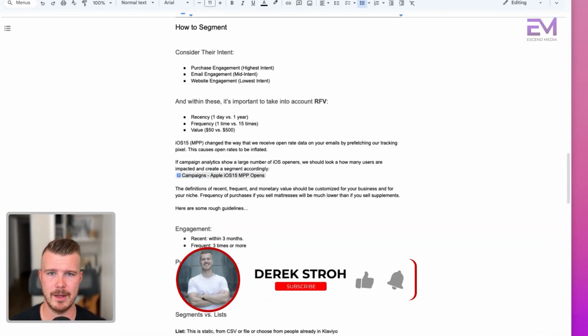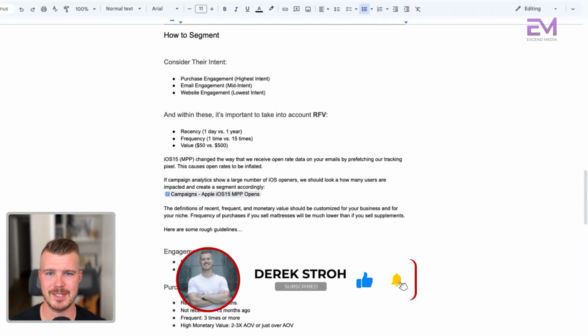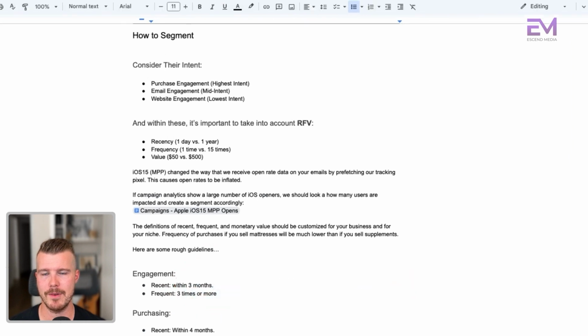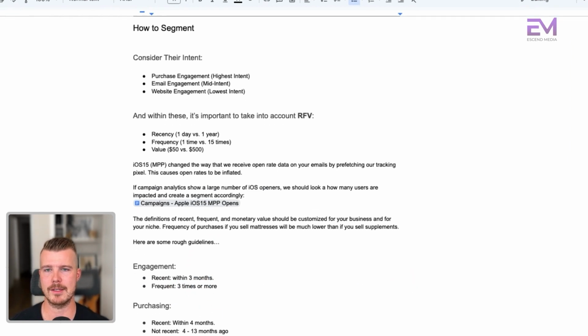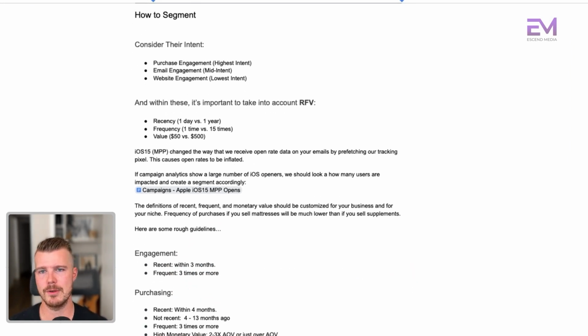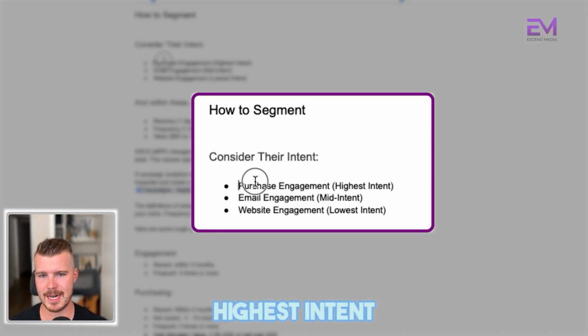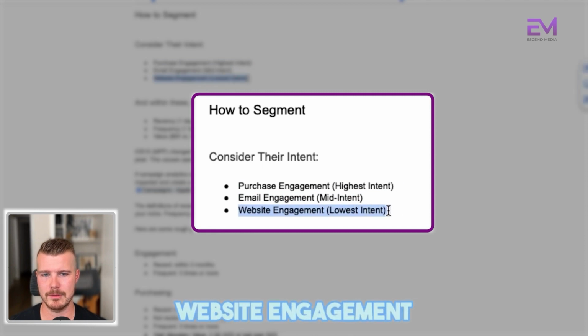So how do you segment? Effectively, what you want to do is consider people's intent. So what we do is we look at effectively 3 different things with people's level of intent. We consider their purchase engagement, which is the highest intent, the email engagement, which is kind of mid intent, and then their website engagement, which is lowest intent.